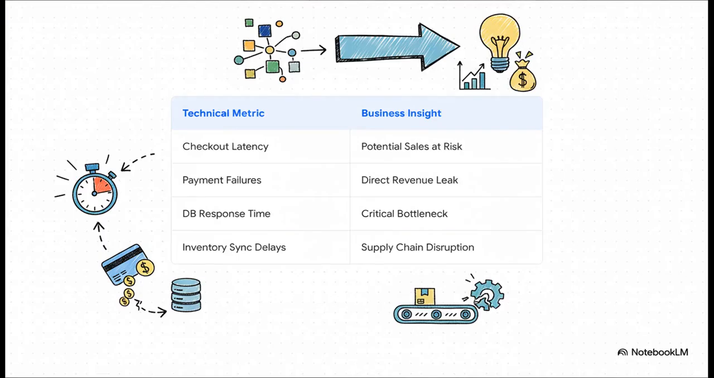And this is where the real magic happens. We're not just tracking random numbers for the fun of it. We're connecting technical metrics to real-world business impact. High latency in the checkout service? That's not just a tech problem. That is potential sales at risk. Payment gateway failures? That's a direct leak in your revenue. This is how you explain the importance of observability to anyone in the entire company.